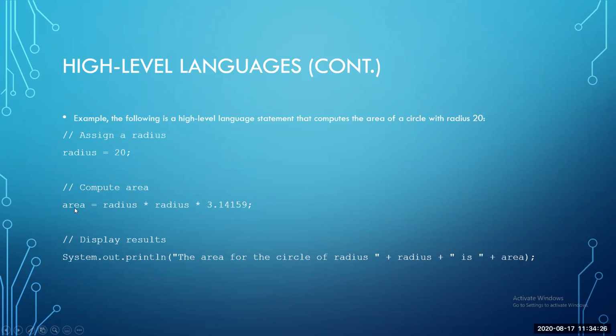And then area equals pi r squared. So pi r squared is radius times radius times pi. That's what we're doing here. We set that equal to area. And then we system.out.println, and all this does is print out the results. And what it will say is the area for the circle of radius, we add in that radius variable, is, and then we add in the area variable. And there you go. A lot more readable than assembly.